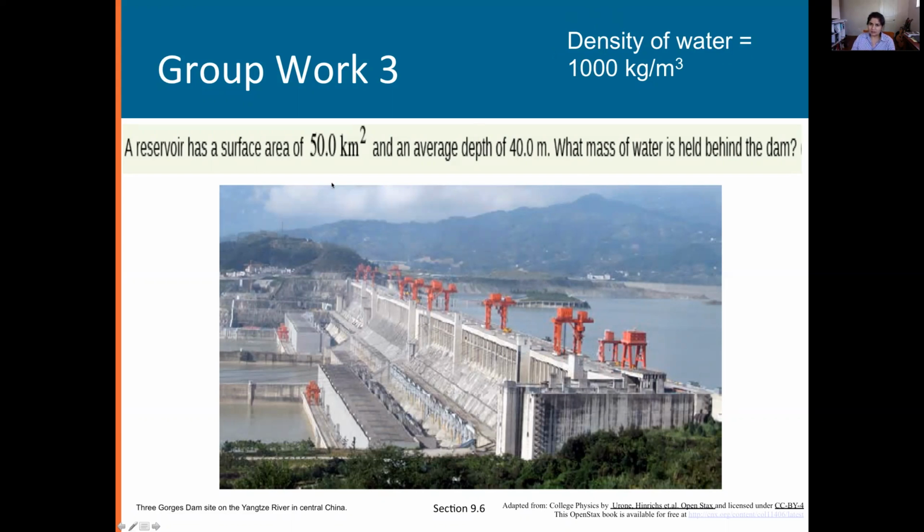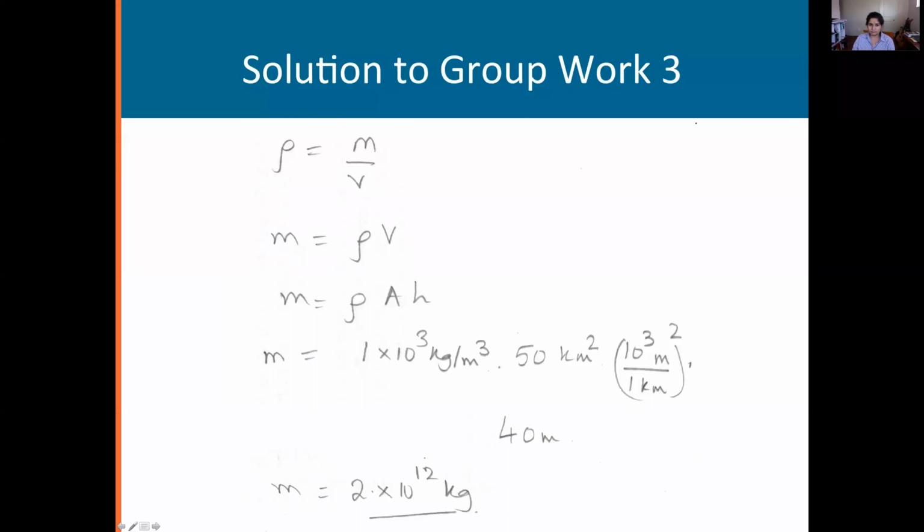So you know density, you know volume from here, and you need to find mass. I think you can do this. Yeah? Density is mass per unit volume. You're going to solve for the mass. You're going to use the value of rho that I just gave you. That's the area times the height. That's the volume, right? Area times height is volume. And you should get mass as 2 times 10 to the power 12 kgs.